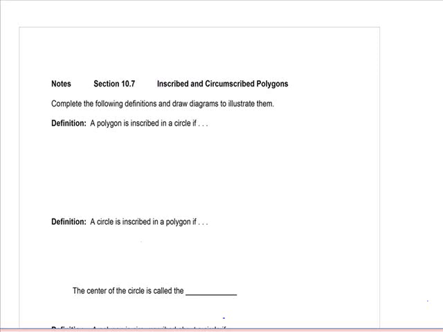Definitions today before we start drawing circles. The first one: a polygon is inscribed in a circle if all of its vertices are on the circle. Let's go ahead and write that out. A polygon is inscribed in a circle if all of its vertices are on the circle.